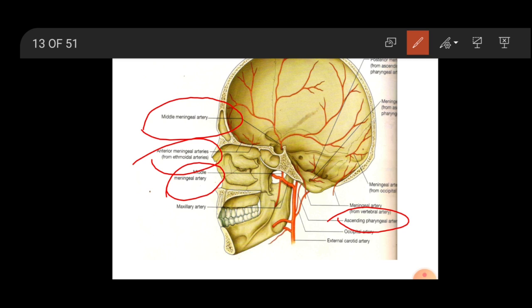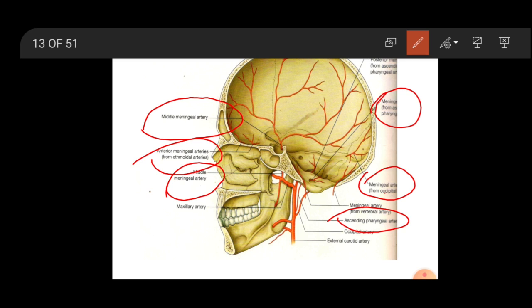So coming to the posterior cranial fossa, again you have branches from the occipital artery, the branches from the ascending pharyngeal artery, and the branches from the vertebral artery. So these three supply the posterior cranial fossa.